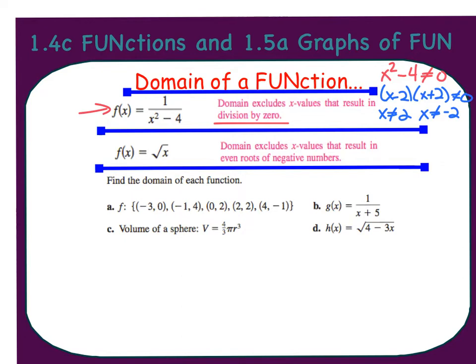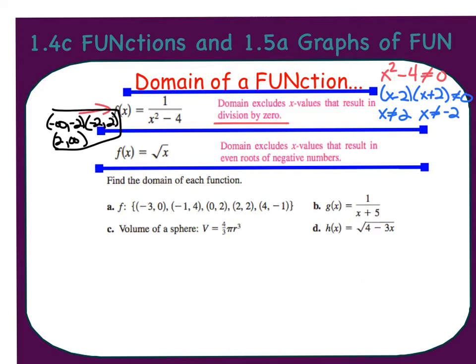Now, I am going to write this in interval notation. What is the furthest left a number can be? Negative infinity. So I'm going to go from negative infinity to negative 2, because that's where my restriction is. Then I go from negative 2 all the way to 2. And then I go from 2 all the way to what? What is my furthest right it can be? Positive infinity. So my domain is right here.